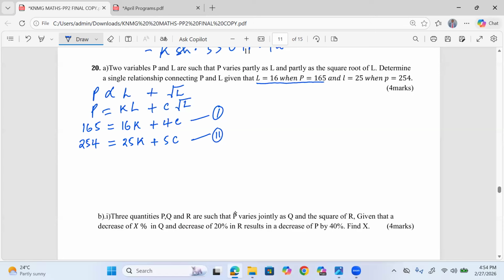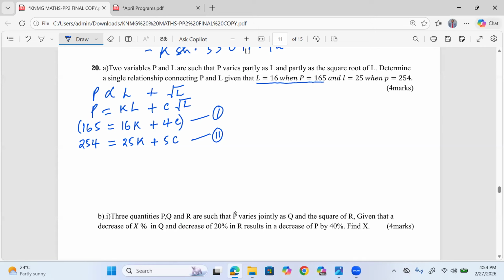Roman 2. We can use any methods to solve this. Allow me to prefer the substitution method. Or, because we used substitution in the first question, number 17, allow me in this question, ladies and gentlemen, to just use the elimination method, whereby in the first equation, we want to eliminate C.